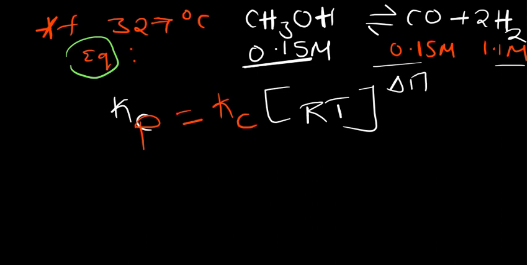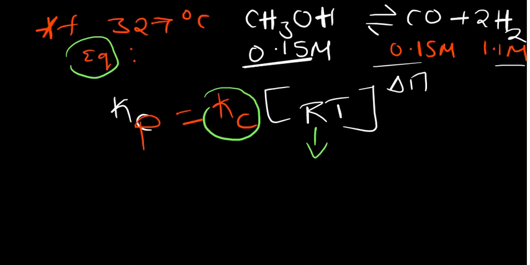Okay. So if we can find Kc, do we know what our value of R is? What's a gas constant? 0.08 something. Okay. So what is the change in n there? You look at the change in number of moles, of course.